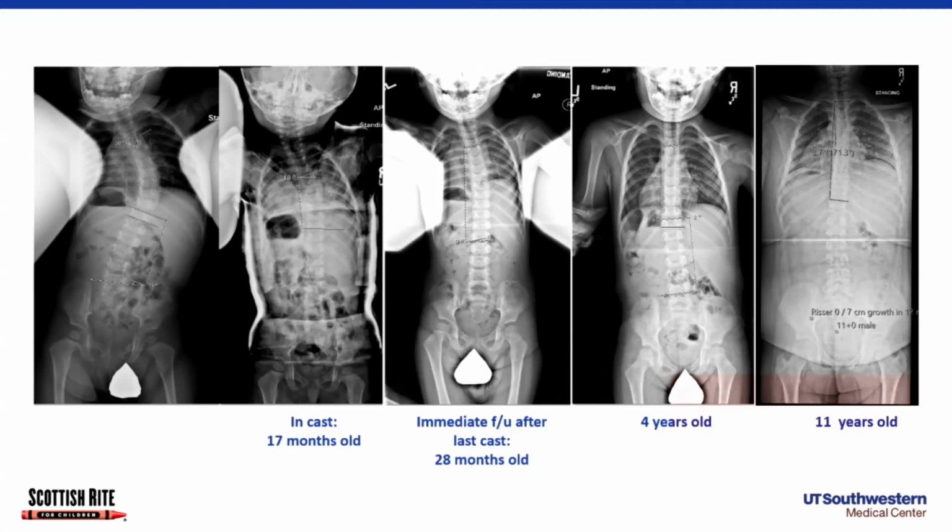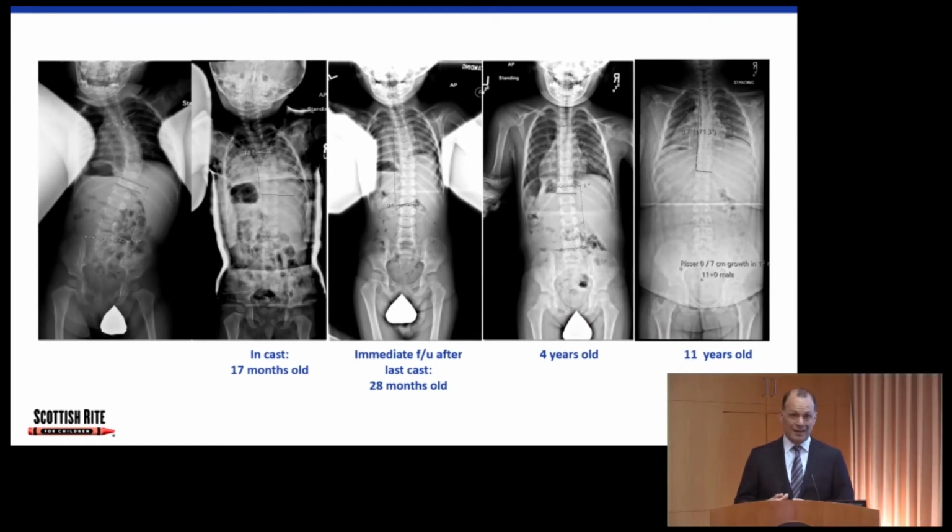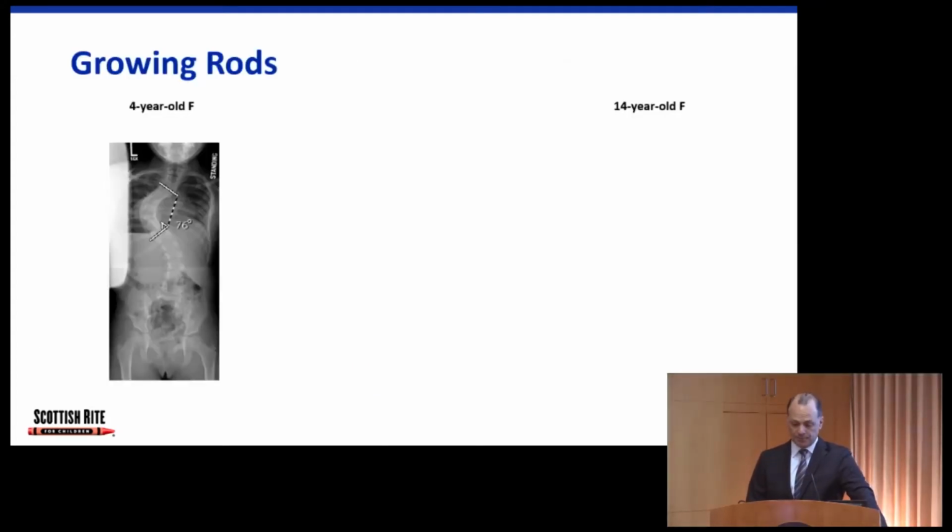And then they either go into a brace if they still have residual curve, or if the curve is pretty straight like this young boy, we just watch them over time. And here he is at 11 years of age, and his spine is perfectly straight. So this boy had about a 9 to 10 month period of casting, and then after his cast came off, we followed him, and he's done beautifully without any other treatment.